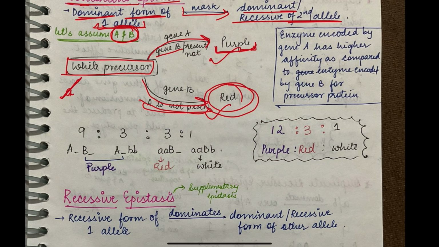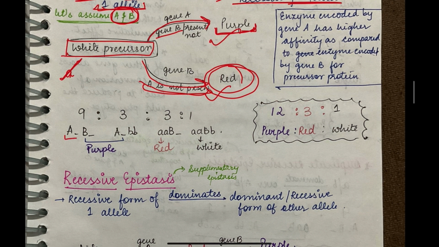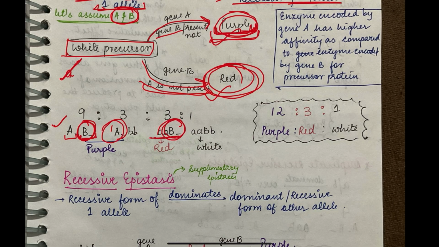Now let's see. Here we have seen A gene has got dominance, B has got dominance, right? So earlier when gene A acted, we got purple flower. So here we'll get purple flower. B could not show its dominance because the A gene has already shown the dominance. Here we have seen purple flower because A is dominant. Here B is dominant, so we'll get red flowers. Here none of them is dominant, so we get white.